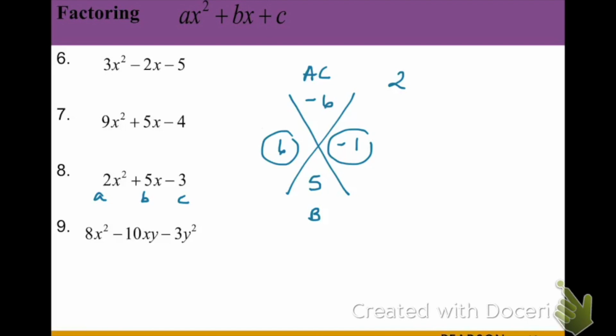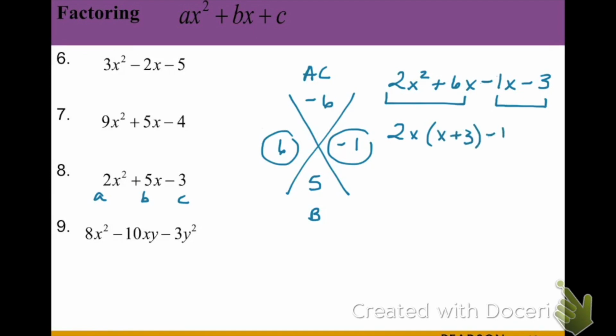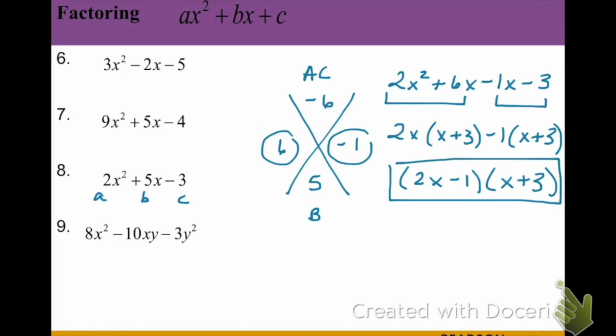So from here, we can go ahead and replace our middle term with those two numbers that we found. So we get 2x squared plus 6x minus x minus 3, and we can continue with our grouping. In the first case, we can pull out a 2x, which leaves us with an x plus 3. And in the second two terms, the most we can pull out is a negative 1, because we need to keep that 3 positive so it matches our other set of parentheses. So our two factors will be what was pulled out, the 2x minus 1, and what's left over, the x plus 3. Again, we can check this by FOILing if necessary.